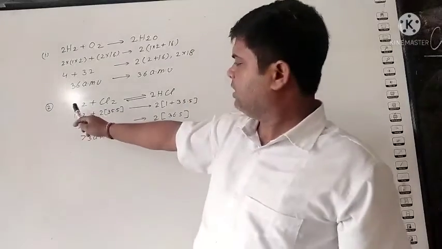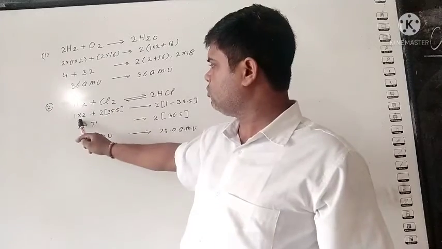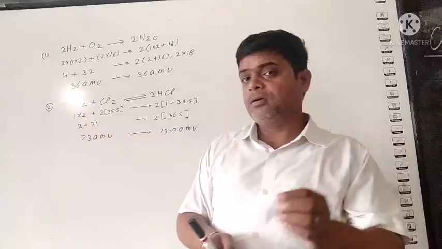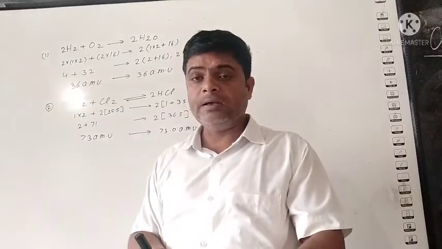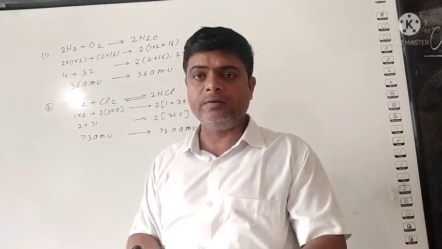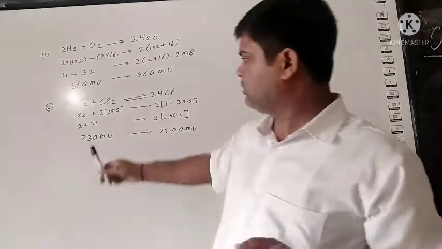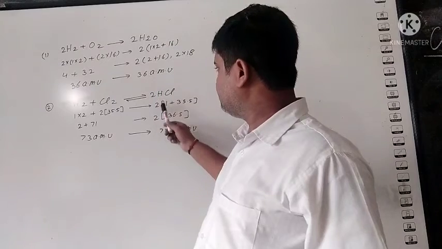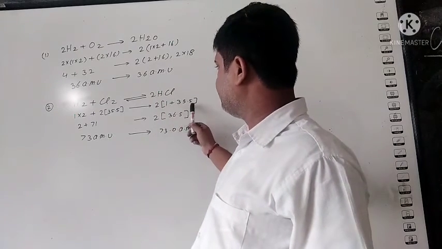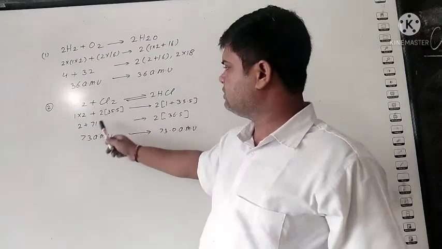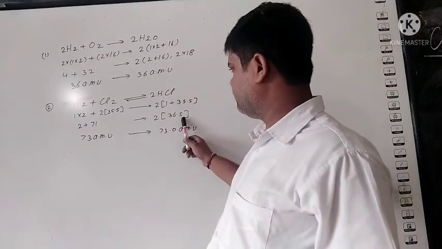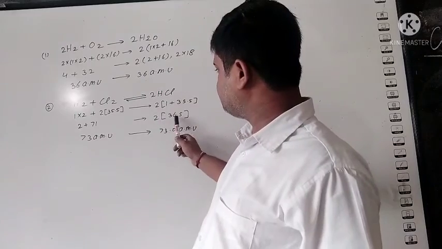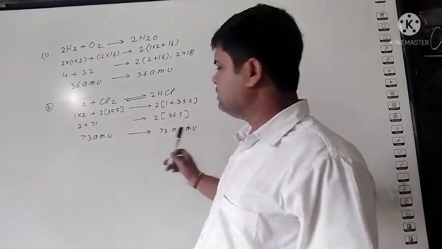Similarly, see, H2 plus Cl2: 1 into 2 plus 2 into 35.5. What is the atomic number of chlorine? The atomic number of chlorine is 17 and the mass is 35.5. You learned it. Okay, 35.5. You see, 2 plus 71. On the other side, 2 times, what is the mass of hydrogen? 1, and chlorine 35.5. So 2 plus 71 is 73, and 36.5 into 2 is 73. Both sides are equal.